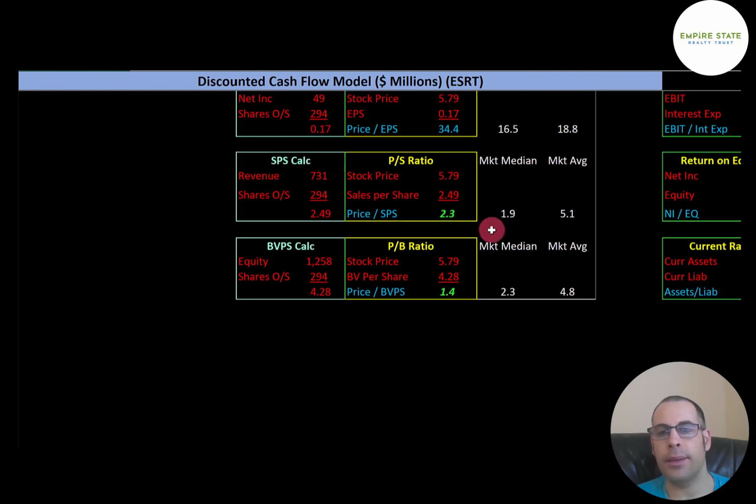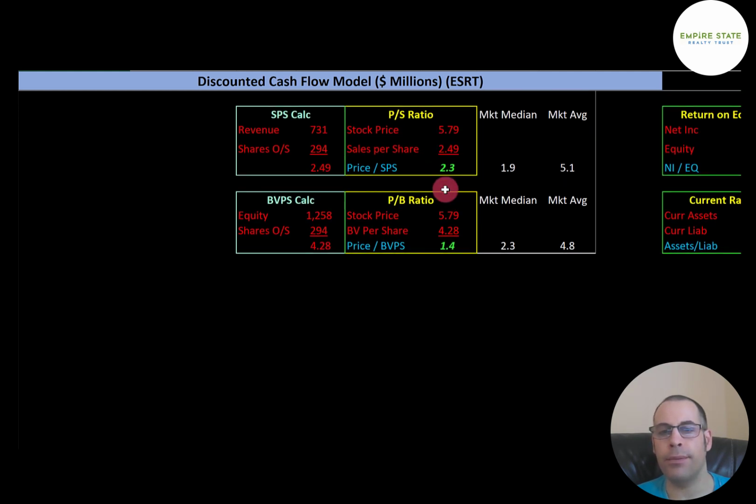Price to sales is good. The median is 1.9, the average is 5.1. Price to sales is stock price over sales per share. To calculate sales per share, that's revenue over shares outstanding. I like to see below 2.5, they're at 2.3. So investors are paying $2.30 for $1 of revenue.